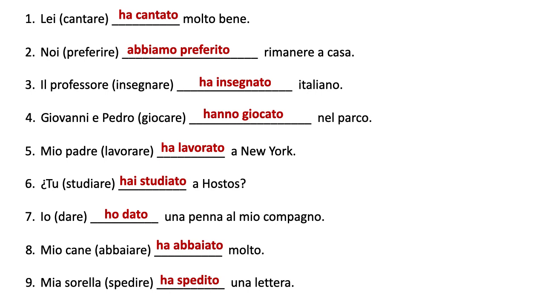This is the way that you use passato prossimo in Italian. It's very, very important that you remember that it has two components: the verb avere and the past participle. Okay? And that's it. That's it for the lesson and for the semester, right?